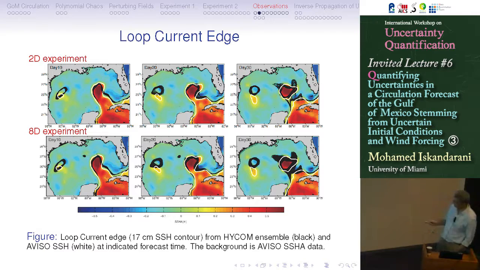For the mixed layer depth, it's the wind that controls it. The initial conditions have very little influence on the central part of the Gulf of Mexico. And the interaction between them is also very small.